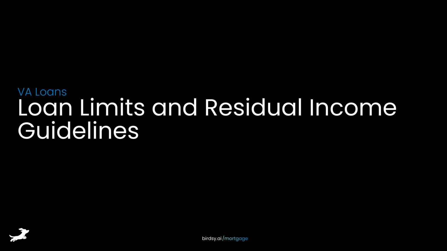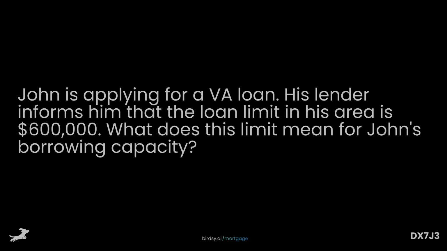Loan limits and residual income guidelines. John is applying for a VA loan. His lender informs him that the loan limit in his area is $600,000. What does this limit mean for John's borrowing capacity?